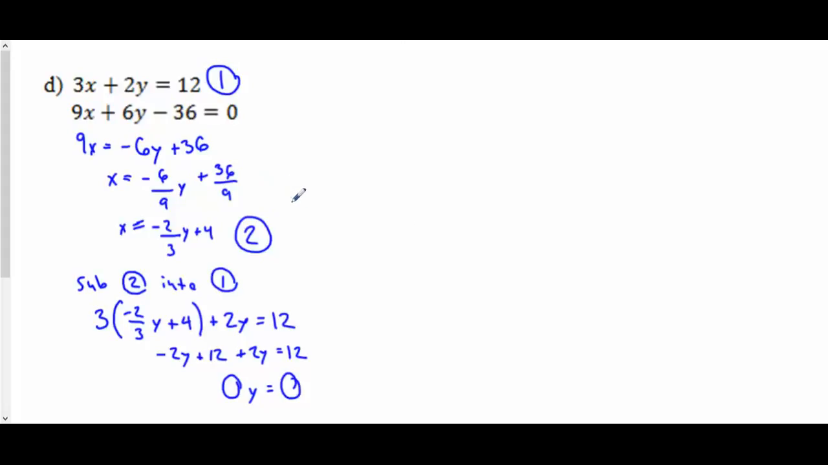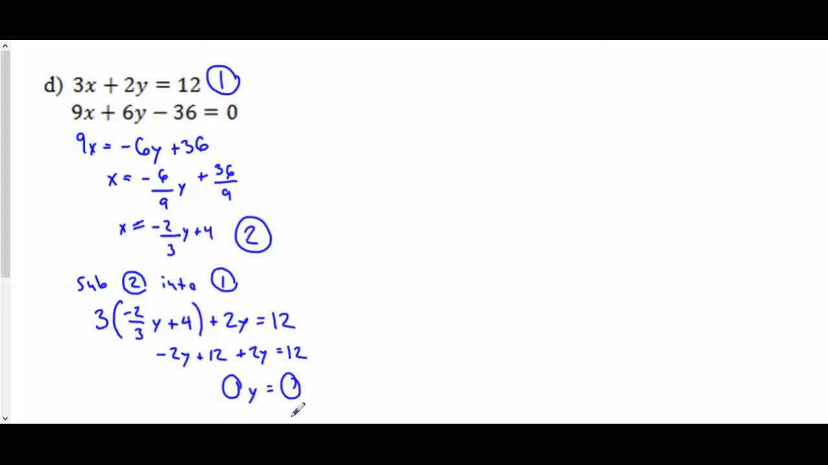Okay, so here is my solution to this problem. I decided to rearrange the second equation for x. So in doing so, I ended up with -2/3 y plus 4. I called that equation 2 and decided to sub that into the first equation. That looked like this. And then once I expanded and simplified, I ended up with, and hopefully you got the same thing, 0y equals 0.